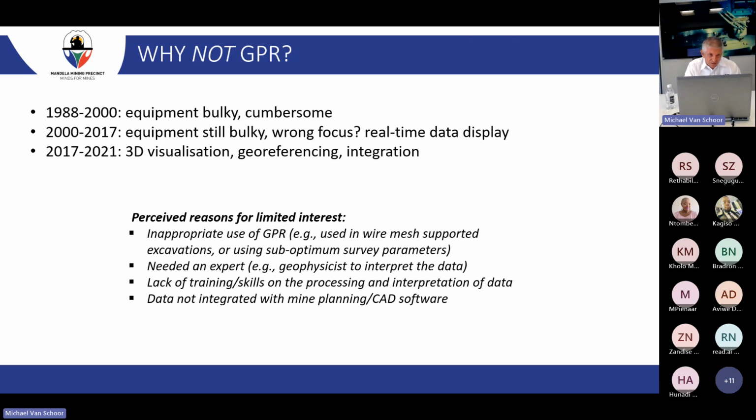A lot of people are using GPR and have bought systems. But there's often an inappropriate use of GPR. It gets used in areas where it doesn't work really well, like mesh-supported excavations, or people use sub-optimum survey parameters. So it basically boils down to the problem of needing an expert, or at least somebody with experience in GPR, to be able to execute the surveys and to interpret and understand the data. And a lot of the mines these days don't have in-house geophysicists anymore. So it's often a challenge if they buy their own systems and they're not quite sure how to use them.